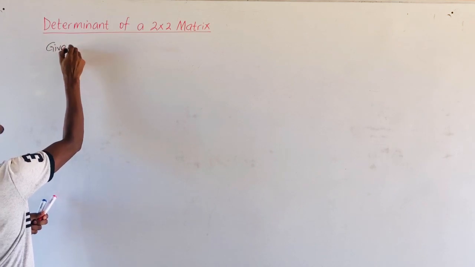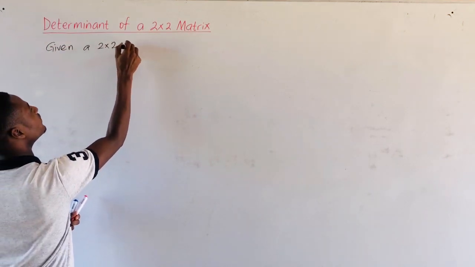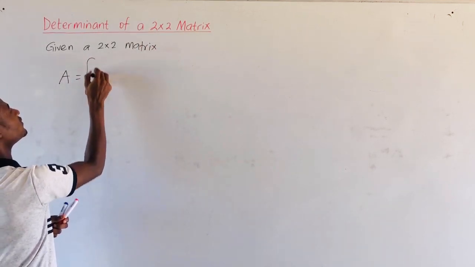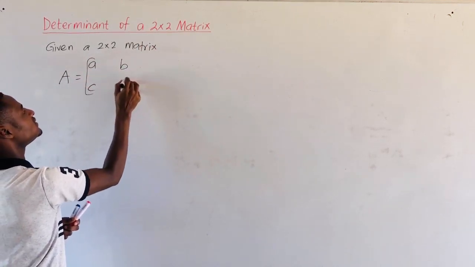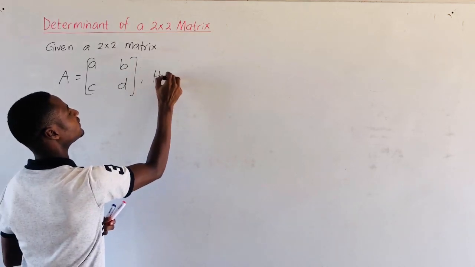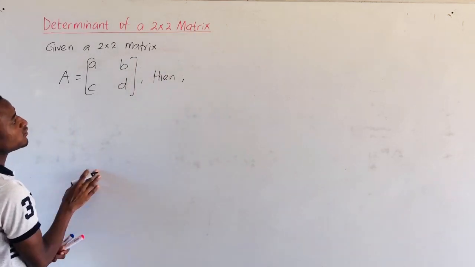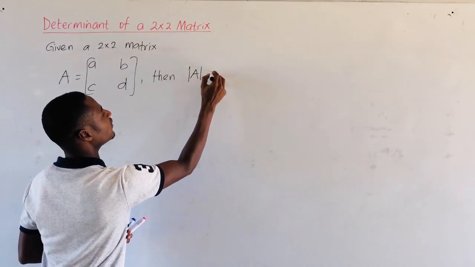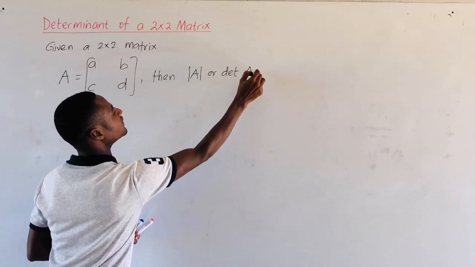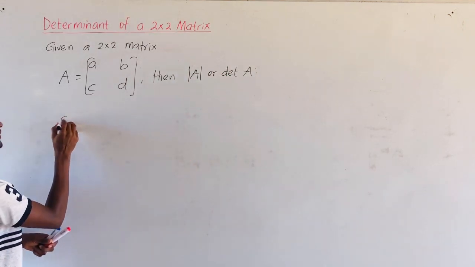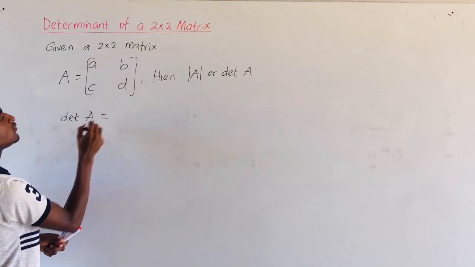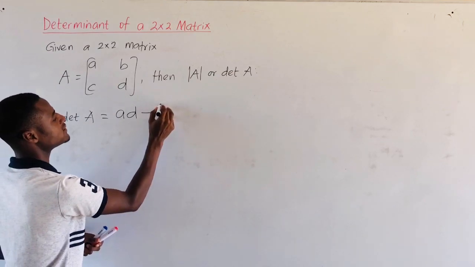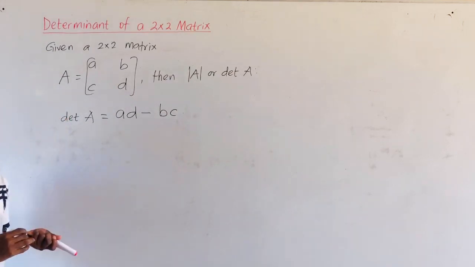So given a 2 by 2 matrix A is equal to a, b, c, d, then the determinant, which is written as det A, is given by the determinant of A is equal to the product of the leading diagonal minus the product of the minor diagonal.